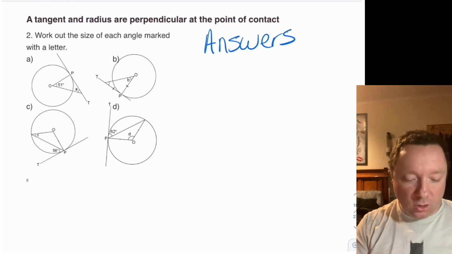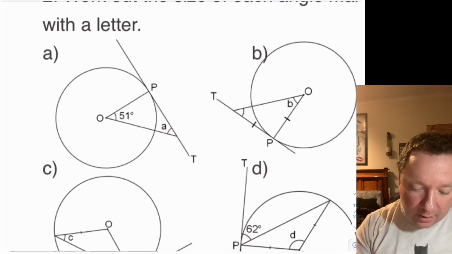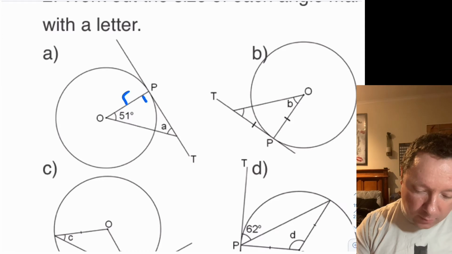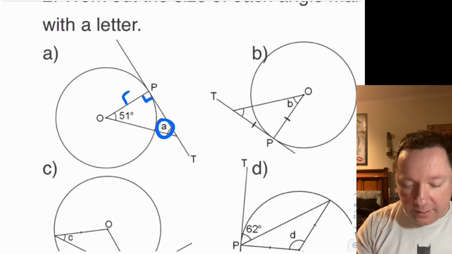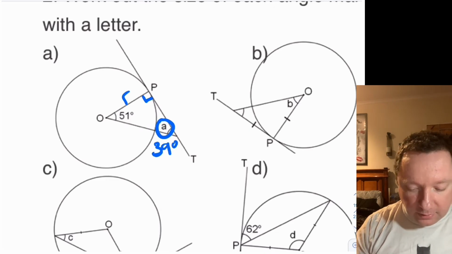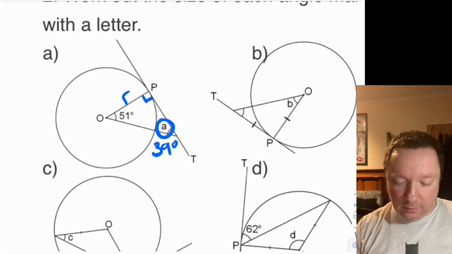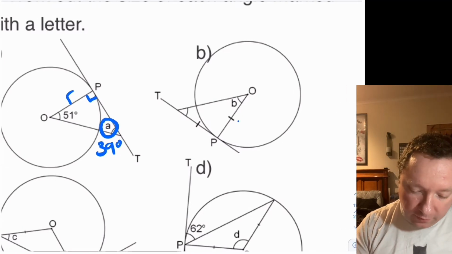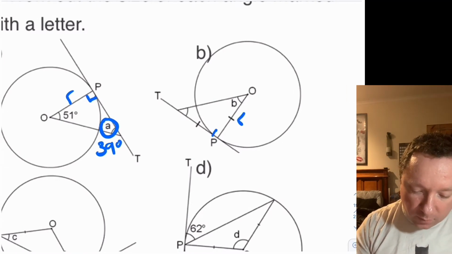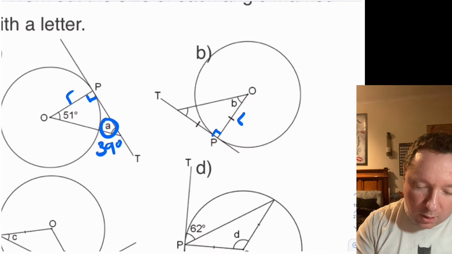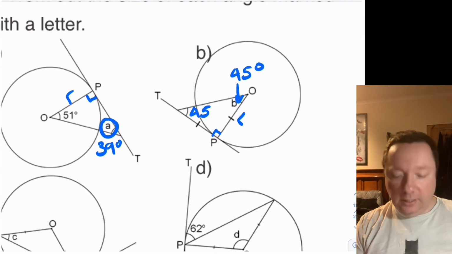Okay, and the answers. Let's go through this step by step. So question A, there's my radius, there's my 90 degrees. So A is going to be 39 degrees because angles in a triangle add up to 180. Question B, there's my radius, so there's my right angle here. But since it's noted that these are the same size, that's an isosceles triangle, so they must be the same size, which is 45 each to make 180. So B is 45 degrees.